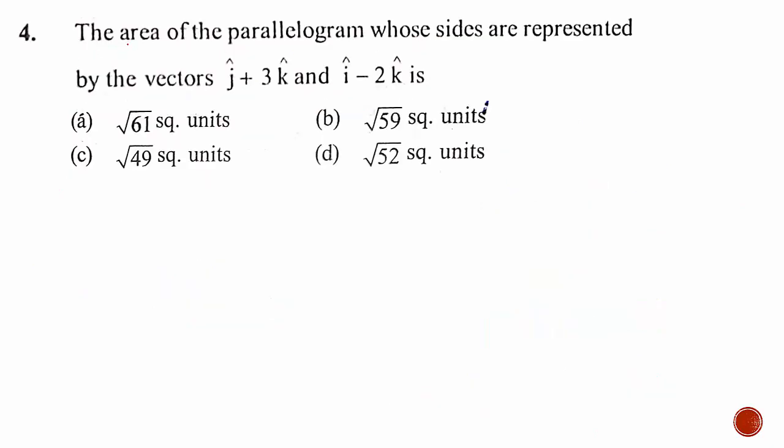Fourth question. The area of parallelogram whose sides are represented by the vectors j cap plus 3k cap and i cap minus 2k cap is. So the area of a parallelogram we have to find. The sides are represented by the vectors here. So let us take vector A as the first side, and that is j cap plus 3k cap. The second side we can take it as vector B, i cap minus 2k cap. These are the two sides of a given parallelogram.